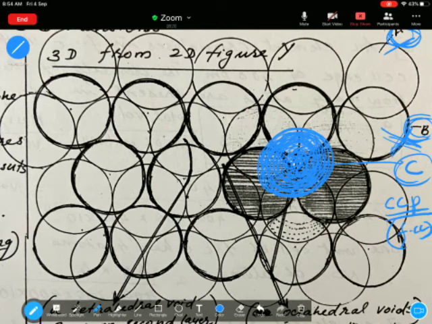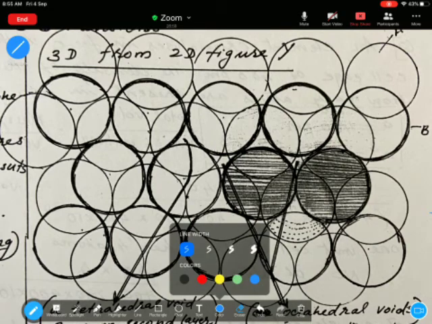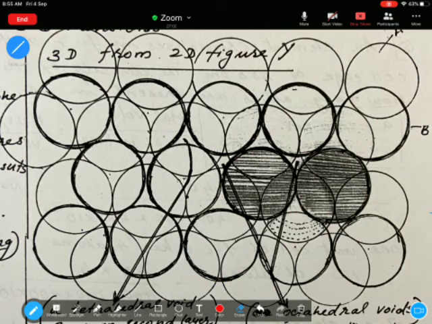In both the cases, coordination number is 12. What is meant by the coordination number of this bigger sphere? For that, you can consider a second layer ball. Second layer ball. I am going to show that with this ball.